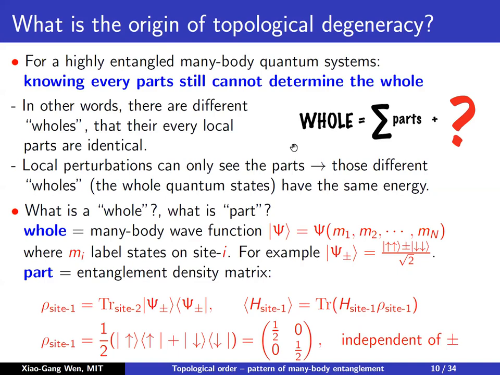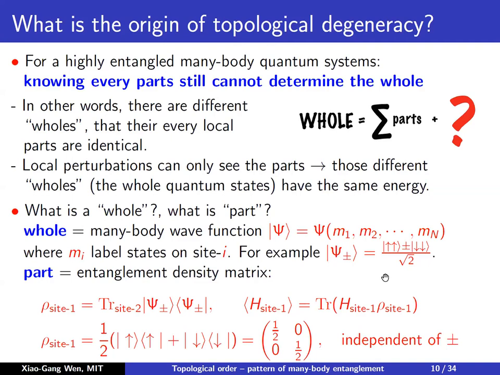Yes, in a sense, I don't know how to specify that. When you try to classify topological order, we really try to classify the class which has the same degeneracy. Maybe we have two different Hamiltonians which have the same degeneracy. Then we say these two Hamiltonians belong to the same class. However, for a given Hamiltonian, why do we have two states with the same energy? This is because the Hamiltonian gives rise to a ground state with a certain pattern of entanglement. And this pattern of entanglement has the feature that knowing every part still does not specify the whole. It is this feature that leads to the notion of topological order.